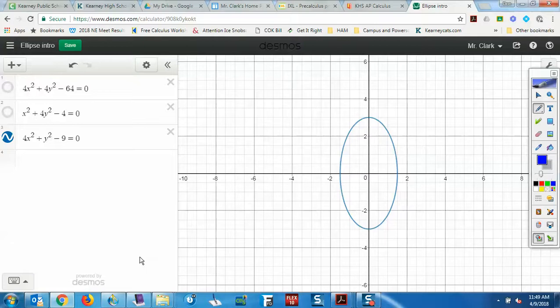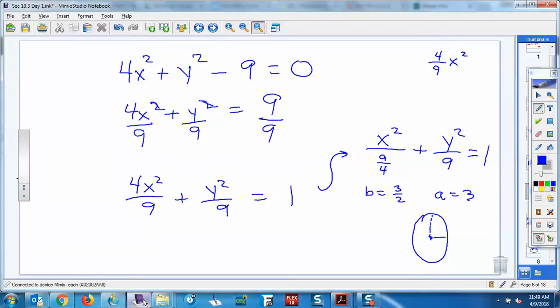So again, the work we're going to be doing is getting these things into standard form, okay? Because once we have them in that, it tells us really everything we need to know. Our center, it tells us how far to go horizontally, how far to go vertically, and then we just draw.